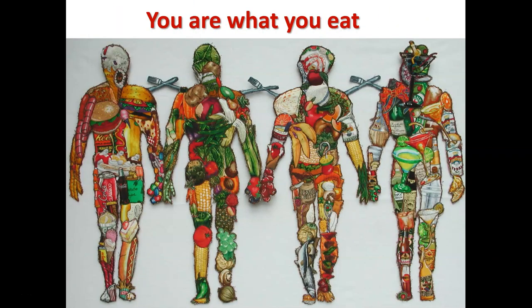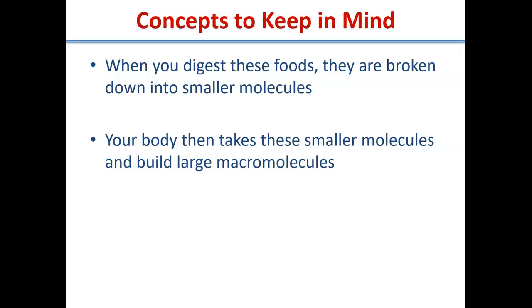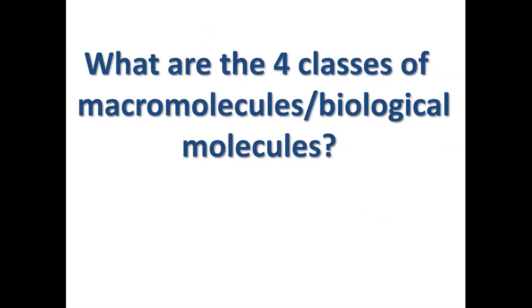Okay, so kind of thinking about you are what you eat, trying to live healthy lives. We're going to be talking about different food groups and how we break down those foods and what macromolecules they make. So keep in mind, we all know this. When you eat your food, you're going to digest it into smaller pieces. Your body then takes those small pieces and builds up macromolecules that you can use to be a functional human being.